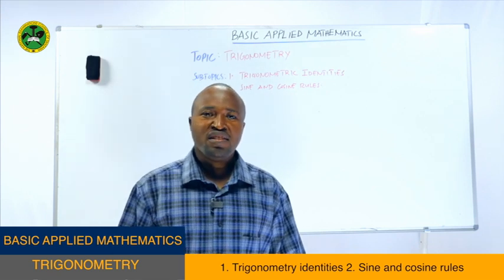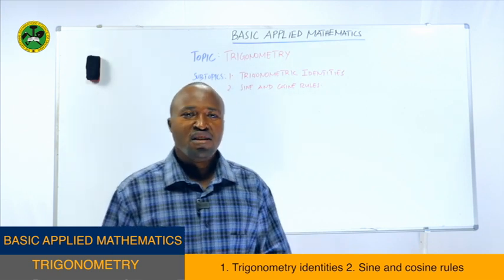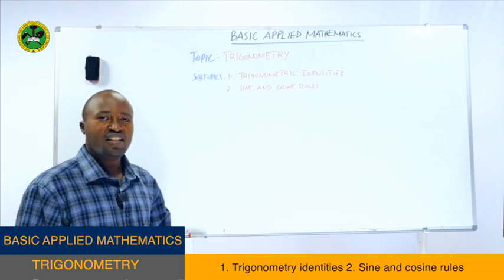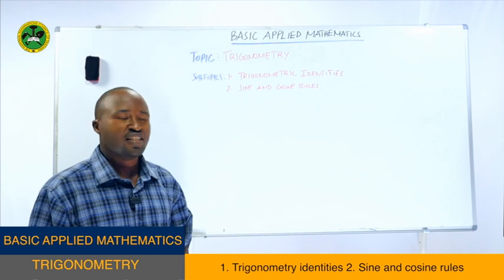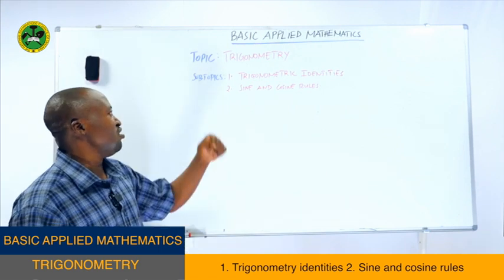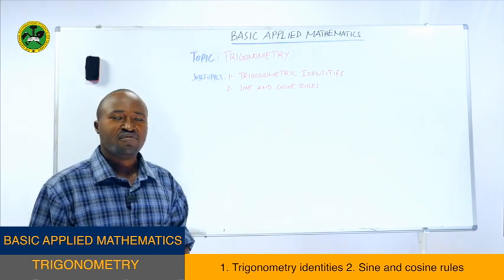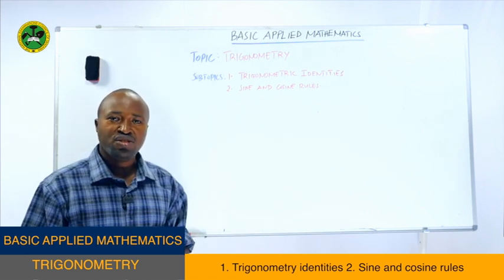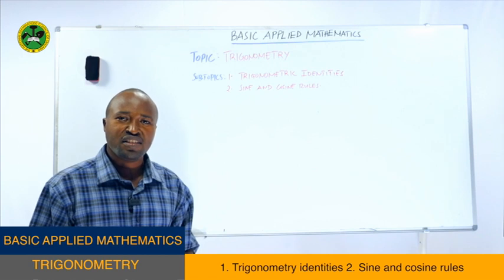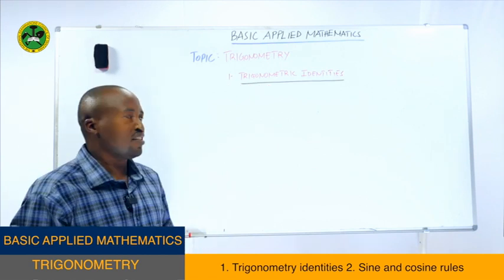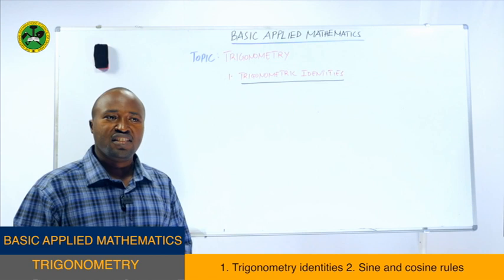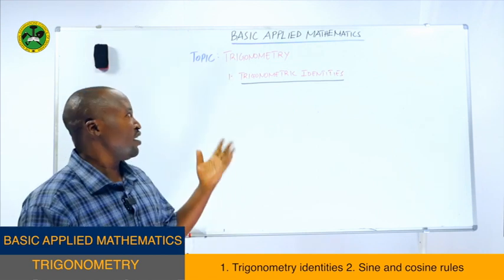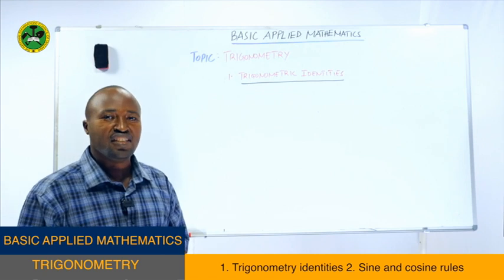In this part of the presentation, we are going to review questions concerning the topic of trigonometry. The subtopics that we are going to discuss are, number one, trigonometric identities, and number two, sine and cosine rules. Join with me till the end of this presentation. Now, students, let us start with the trigonometric identities. In this part, we are going to derive some formulas which are applied in trigonometric identities.